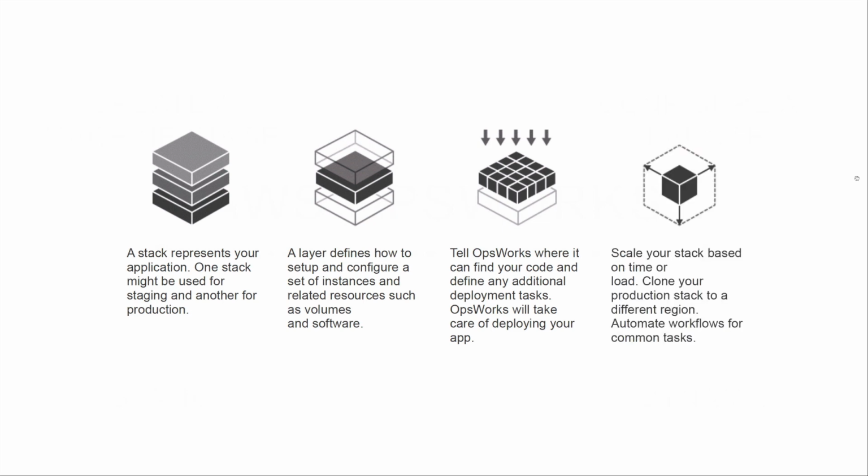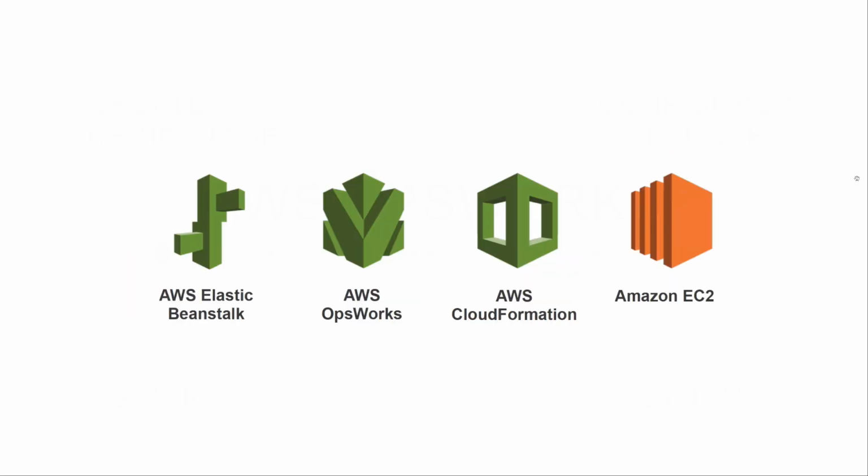And you can scale your stack based on time or on load, which will essentially add more resources to specified layers within your stack. It also makes it easy to clone your production stack to a different region or to automate workflows that you might need to run for common operational tasks. And there's a variety of other AWS tools available to aid and help you with continuous deployment.